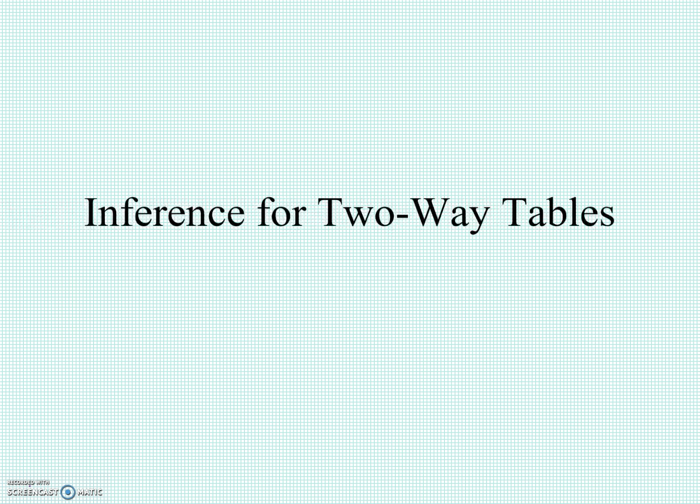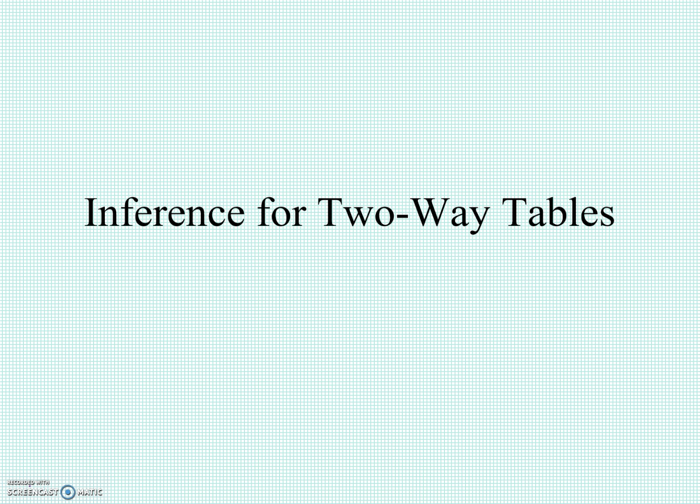We have already talked a little bit about chi-square testing for goodness of fit. Today we are going to talk about chi-square testing for both single and multiple populations, and we are going to use two-way tables instead of one-way tables. So today's title of our notes, I guess, is Inference for two-way tables.